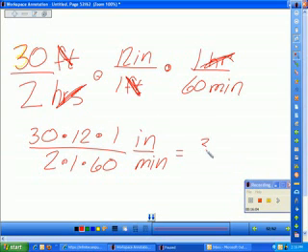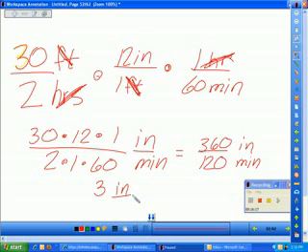Then I've got 30 times 12 times 1, which will be 360. 2 times 1 times 60 is 120 inches per minute. And finally, that 360 divided by 120 simplifies to 3. So it'll be 3 inches per minute. So you could just multiply straight across the top, straight across the bottom, and simplify it so that it's 3 inches per minute.